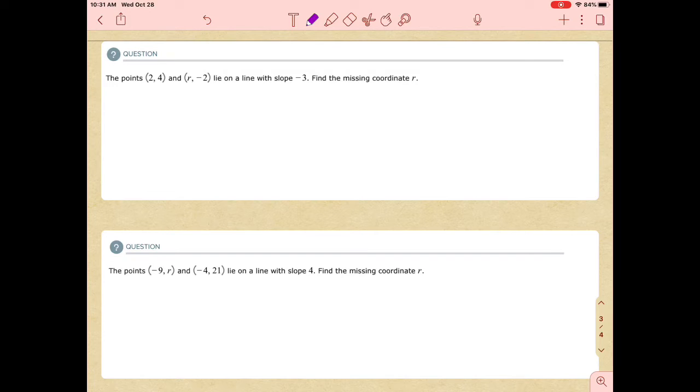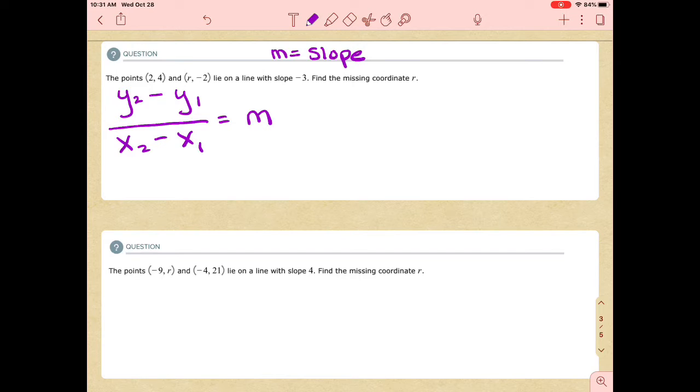Let's talk about finding a missing coordinate when we know slope. Something we need to know about slope is this formula: y2 minus y1 over x2 minus x1 equals slope. And we often use an m to represent slope. When you see the y1 and the y2 and the x2 and the x1, those are coming from pairs of numbers from the graph.